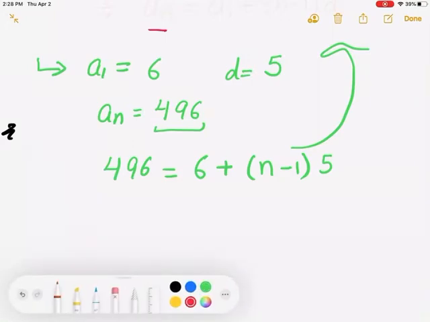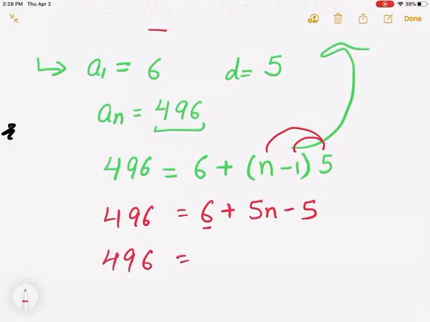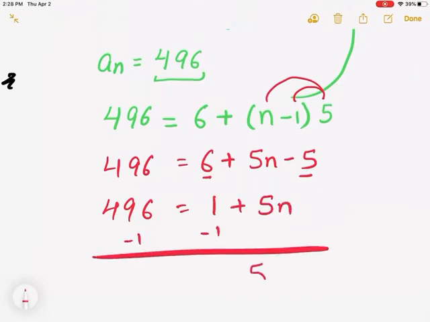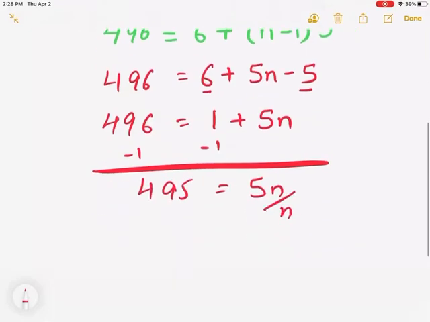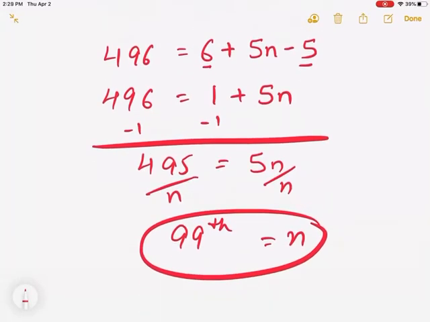Let's pick a different color. This is just like simplifying this equation. I would distribute this first. I have 5n minus 5, equal to 496. Combine like terms: 6 minus 5 is 1, so 1 plus 5n. Let's take away 1. I have 5n equal to 495 at the end. If I divide by 5, n is 99, so it's the 99th term. So the term 496 is the 99th term of this sequence.